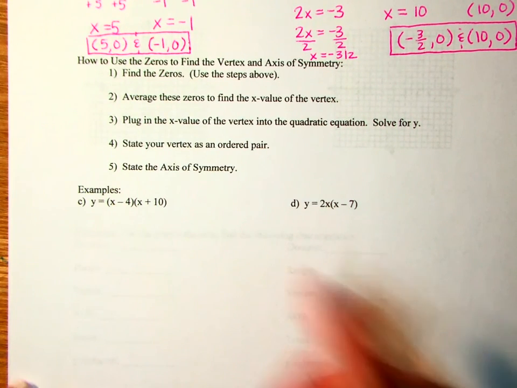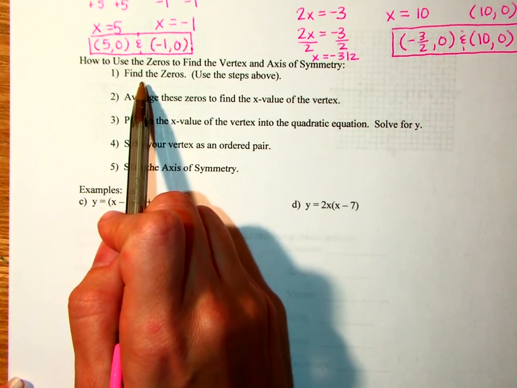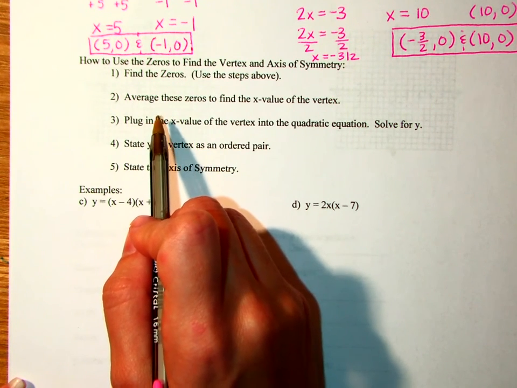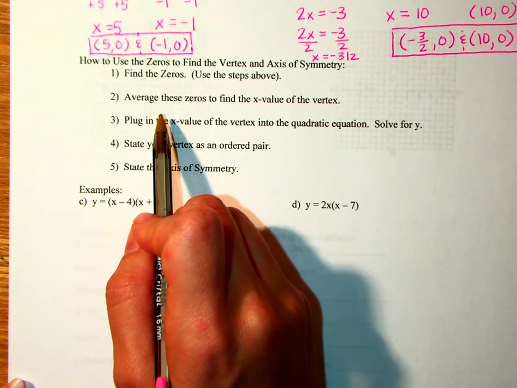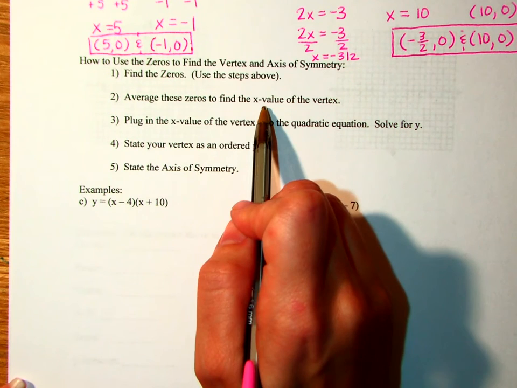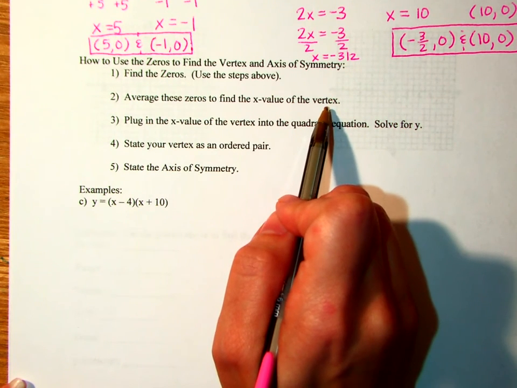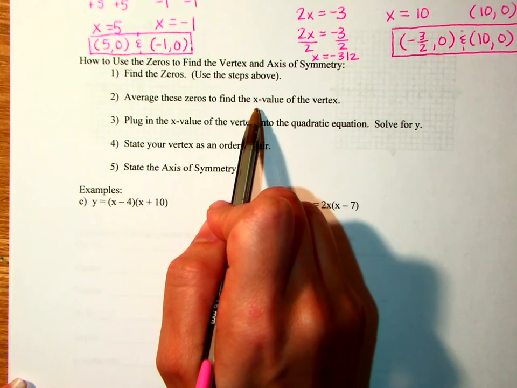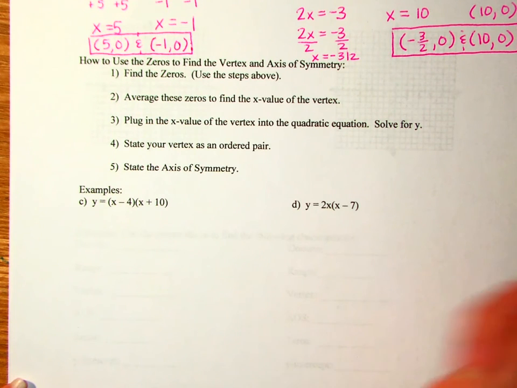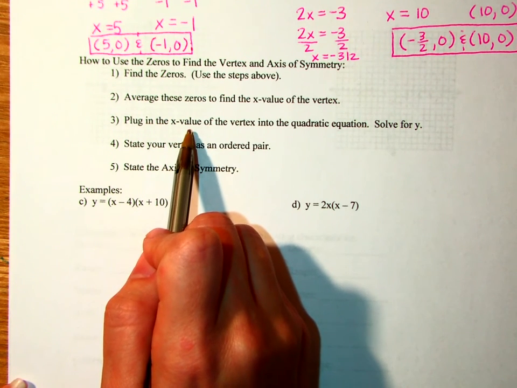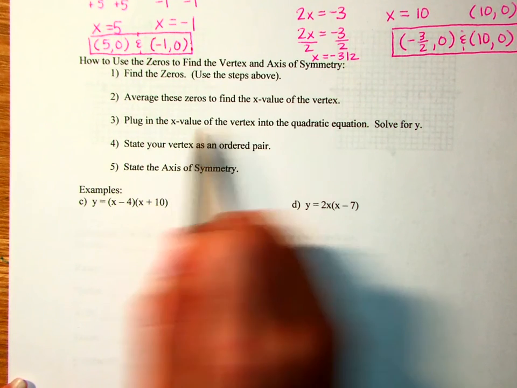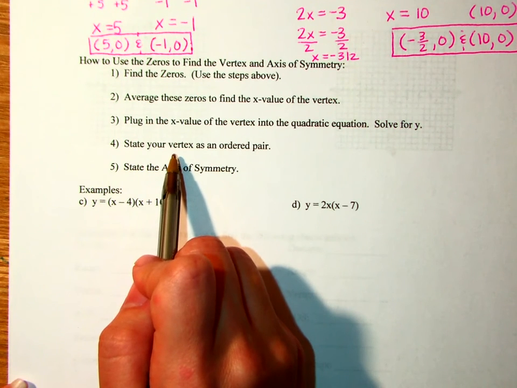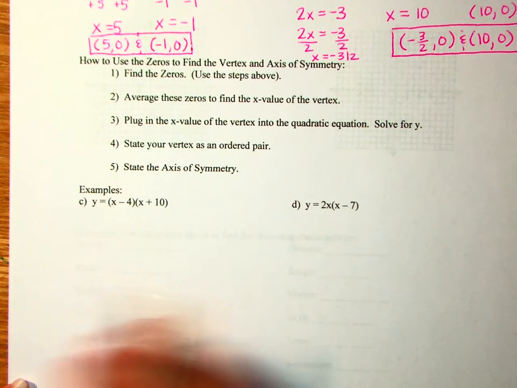So when we're looking for the vertex, what we start with is finding the zeros. That's what we just learned how to do. Then we're going to average the two zeros together. So you add the two numbers together and divide by 2. That is going to tell us just the x part of the vertex, because remember the vertex is a point, x comma y. So the average of the two zeros will tell me the x part of the vertex. What we're going to do then is we're going to plug that x value into the quadratic equation, just like we did on the first 2 days. We solve for the y. Then we just need to remember to state our answer as an ordered pair, and from there we can find the axis of symmetry. Let's look at an example here.